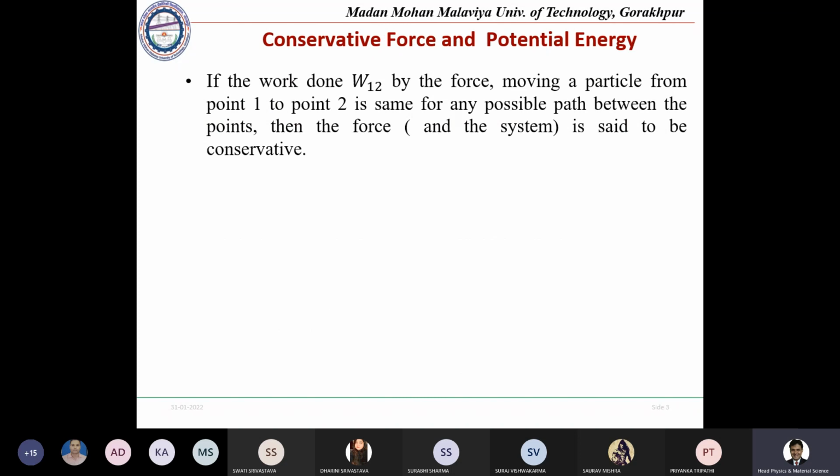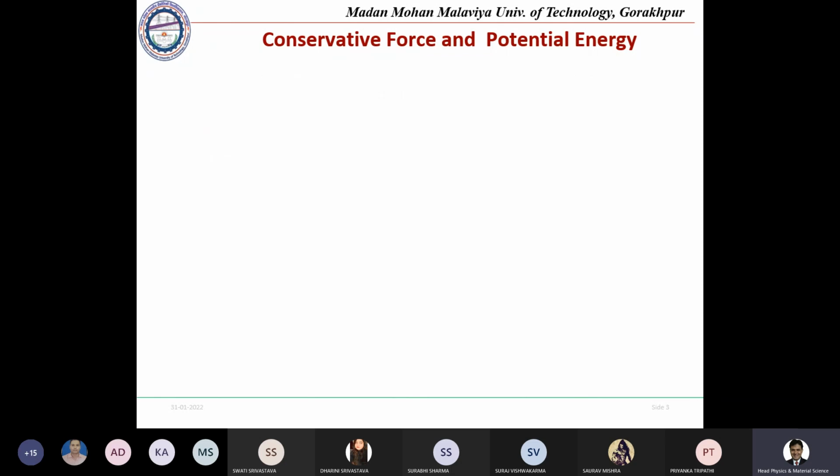Conservative force and potential energy. What do you know about the conservative force? Anybody of you people? Conservative force. प्रियंका सिंह है क्या? Force which is path independent. प्रियंका सिंह है क्या? Yes sir. प्रियंका बताओ कंजर्वेटिव फोर्स क्या होता है? जो पाथ इंडिपेंडेंट फोर्स होता है वही कंजर्वेटिव फोर्स होता है.